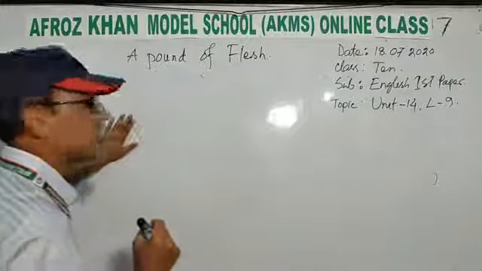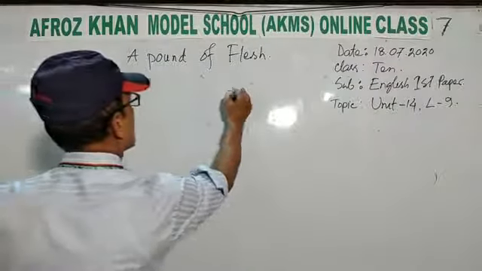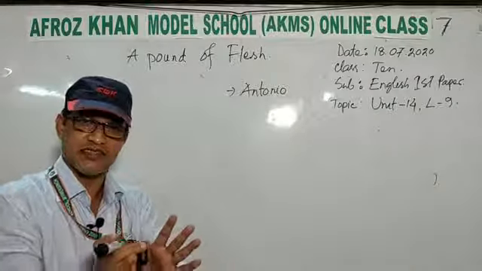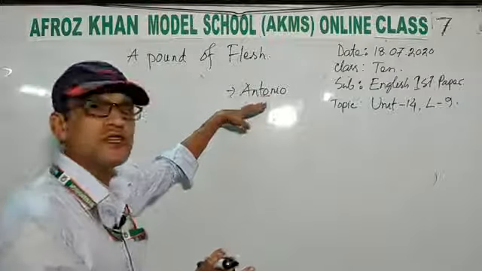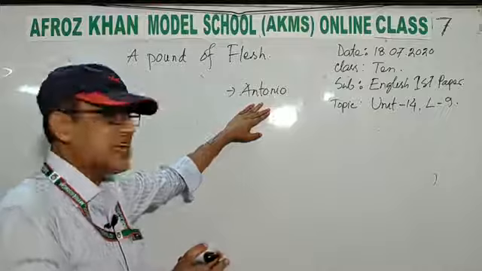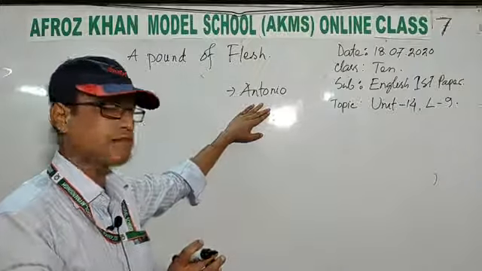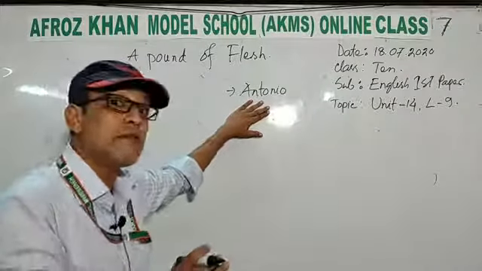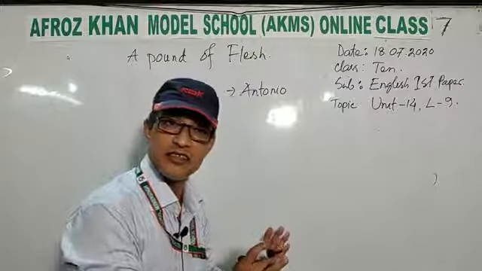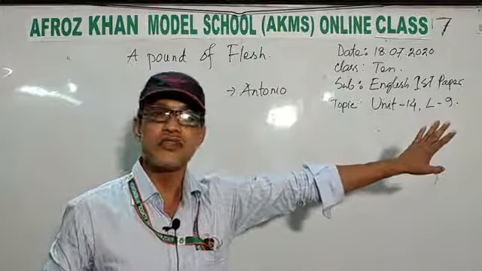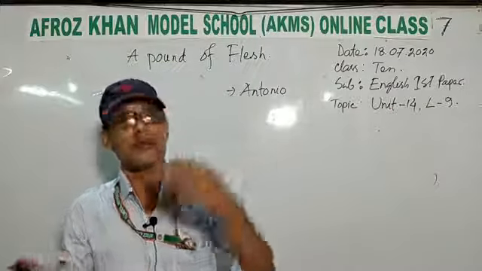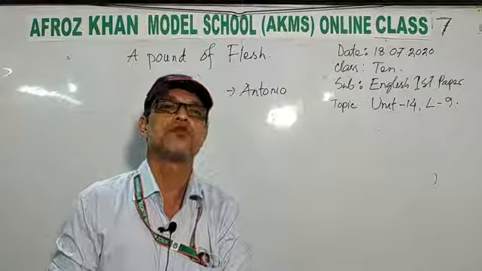The first character is Antonio. After reading the passage, you will clearly identify that Antonio is a very kind-hearted person. He is very honest, and he is always ready to help the helpless. Okay? He is a merchant. Antonio is a merchant. He filled his ship with merchandise and took it to other countries, sold it, and from there he bought spices, and he carried it by ship to his own land.